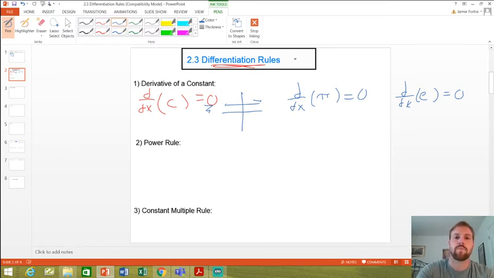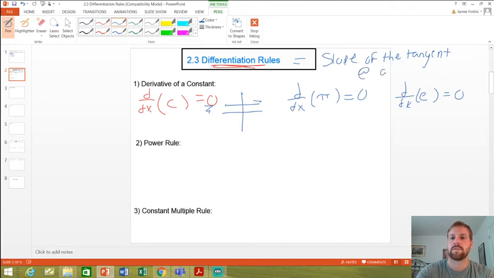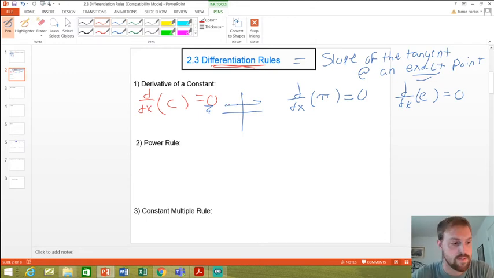And remember, differentiation is nothing more than the slope of the tangent at an exact point. These are the rules that we came up with that help us with that. So again, the rule was that the slope at any point on a constant is 0, so that's why the derivative of a constant is 0.